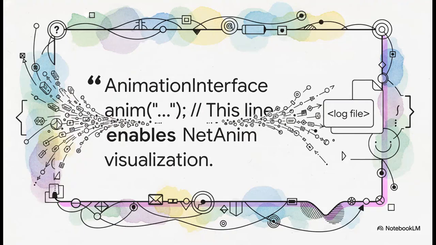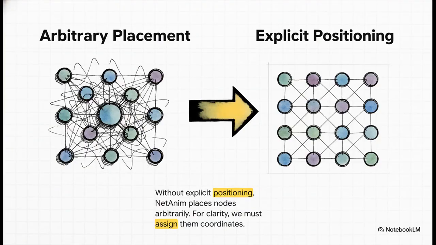And here it is. This single line does basically all the work. We create an animation interface object, and we just give it a name for our output file. As soon as NS3 sees this line, it knows to start logging every important event, every new node, every packet sent into that XML file. That's it.